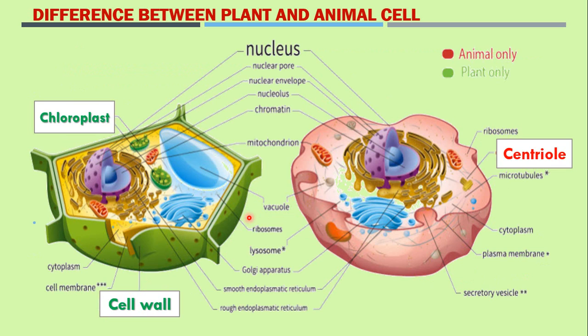Plant cell: how can we differentiate between plant and animal cells? Mostly the structure is the same, but there are some differences. For example, in a plant cell an outer extra layer is present, which is termed the cell wall. Inside the plant cell, green pigments called chloroplasts are present. Chloroplasts participate in photosynthesis, a process through which plants prepare their own food. So chloroplast and cell wall are present in plant cells, not in animal cells. In animal cells, centrioles are present, which participate in cell division. Other than these, all the organelles are the same in plant and animal cells.